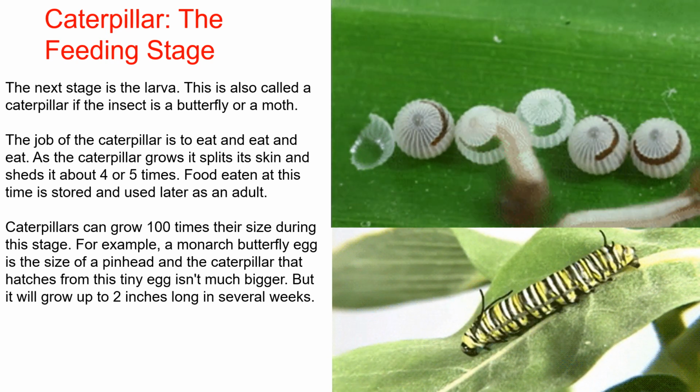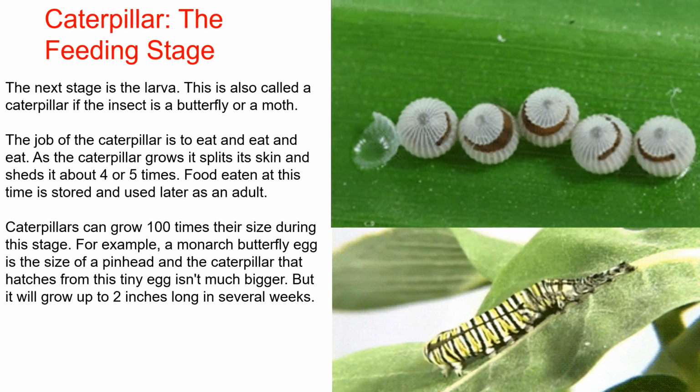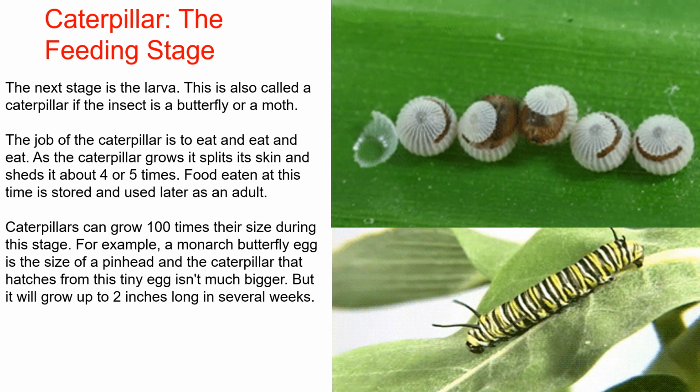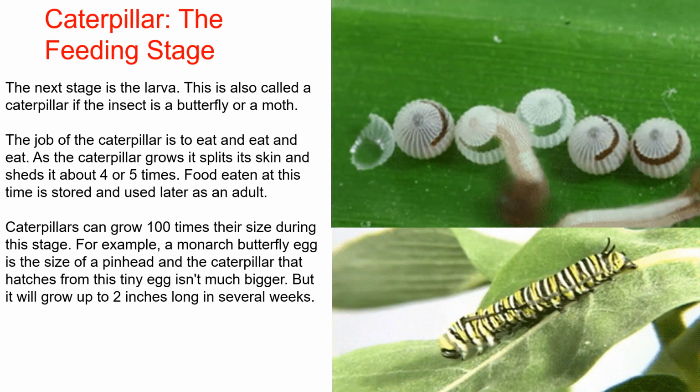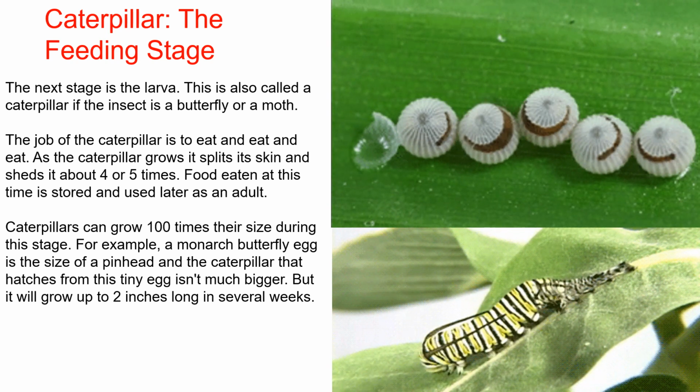Caterpillars can grow 100 times their size during this stage. For example, a monarch butterfly egg is the size of a pinhead, and the caterpillar that hatches from this tiny egg isn't much bigger, but it will grow up to 2 inches long in several weeks.